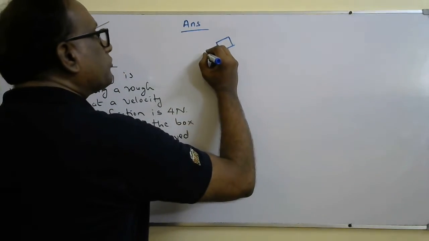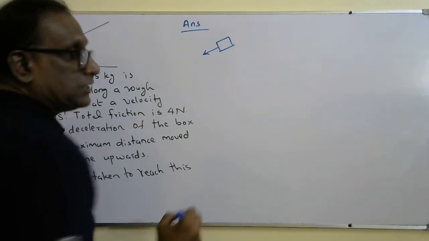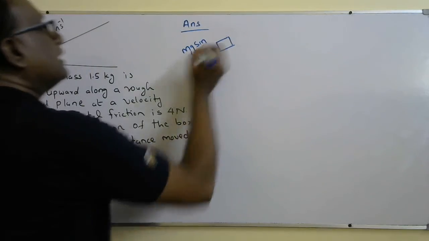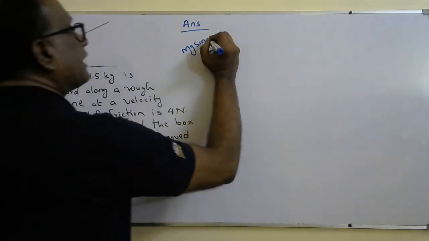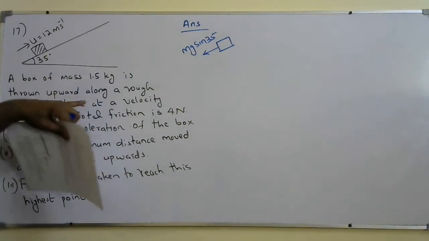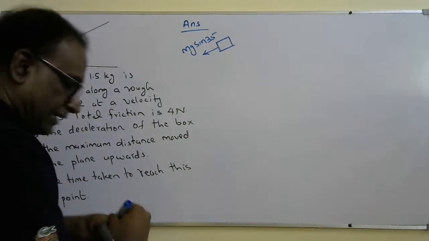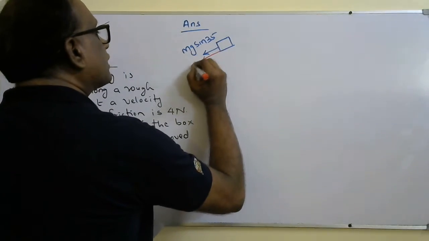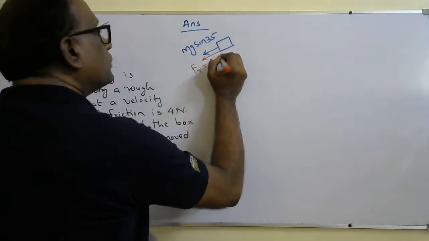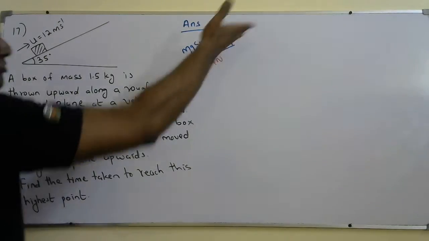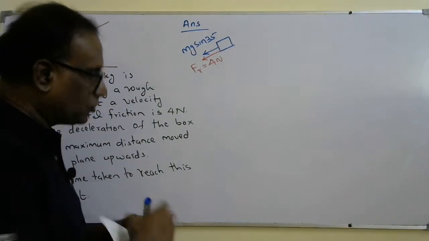I already told you that it is better to remember the component of the weight along the plane: mg sine theta, where theta is 35 degrees. Also, there is a friction force of 4 Newton acting on the object that will oppose the motion, so it also acts downwards. The motion is upward, thrown at 12 meter per second upwards. These two forces are acting opposite to the direction of motion.